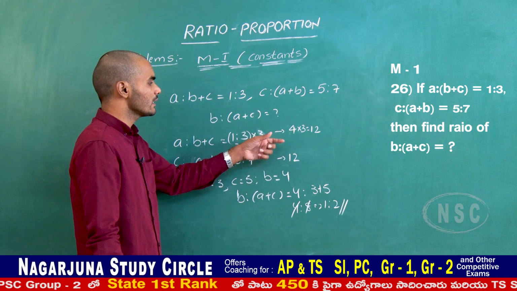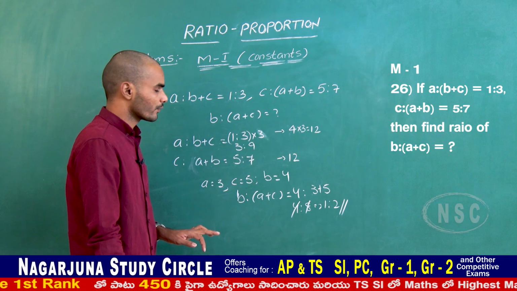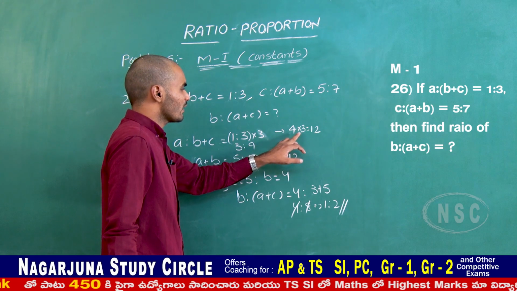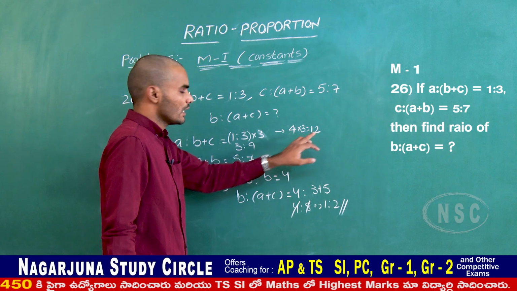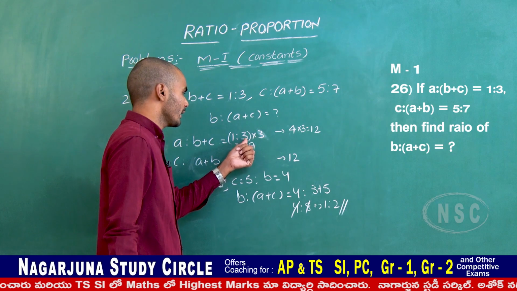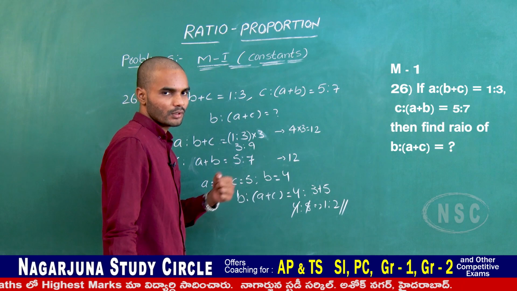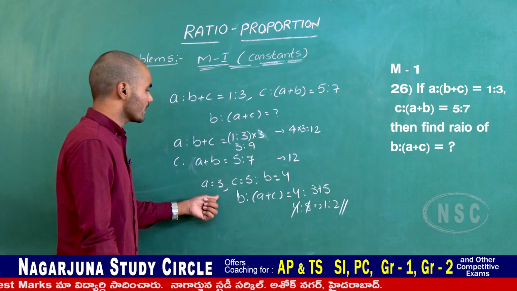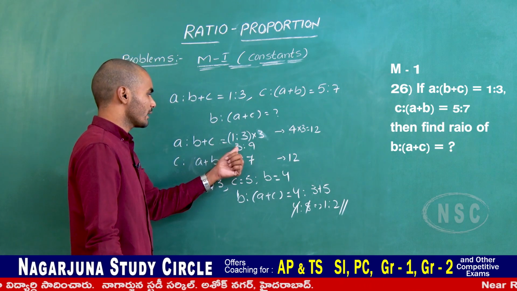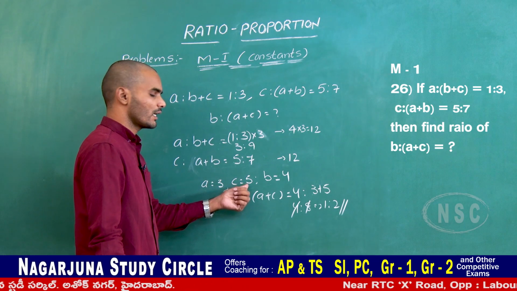I want to change this 4 into 12 because the ratios are the same. So 4 multiplied with 3 gives 12. So this ratio is multiplied with 3: 3 1s are 3, 3 3s are 9, it gives the sum as 12. And these also sum to 12. Then A value is 3. A position is 3, so A value is 3. C position is 5, so C value is 5.